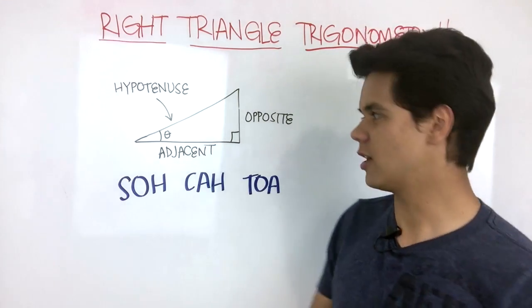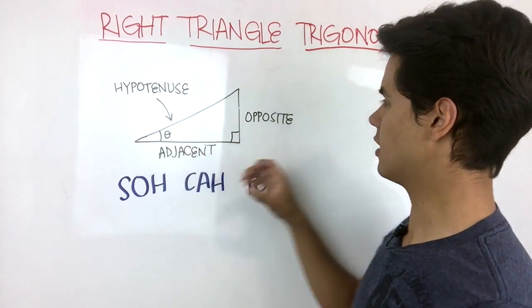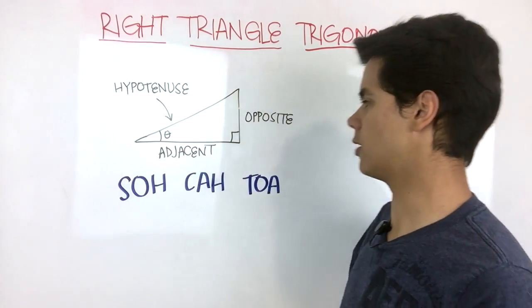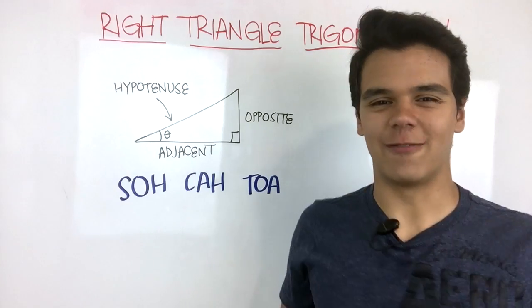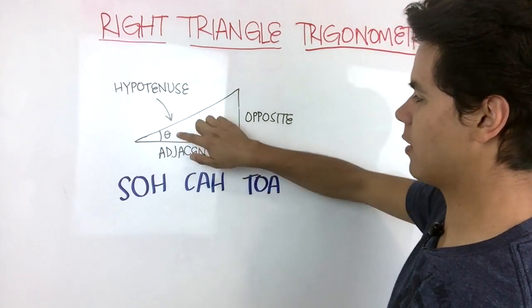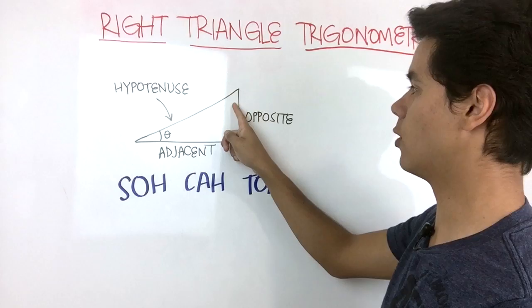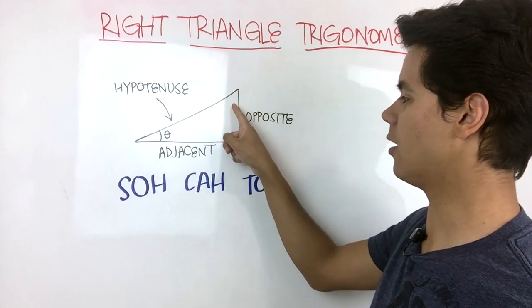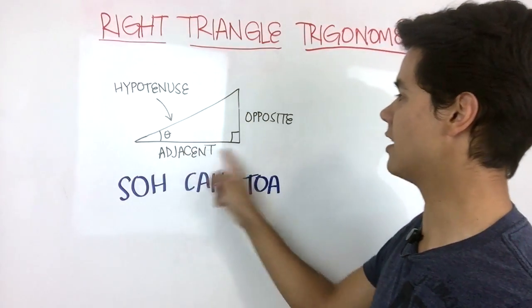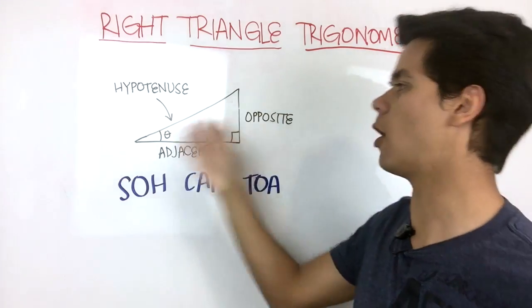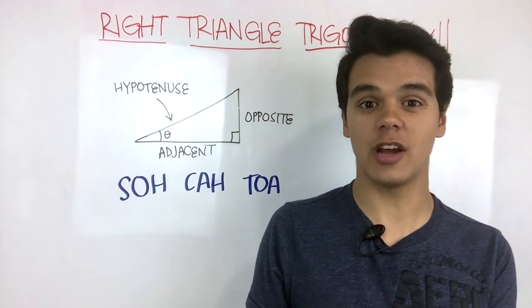Just to make sure you understand this, the sine of this angle is equal to this side divided by the hypotenuse, and so on. For example, if we were talking about this other angle instead, the opposite of that angle is going to be this one, and the adjacent is going to be this one. The hypotenuse is going to be the same, but the other two sides are going to switch.